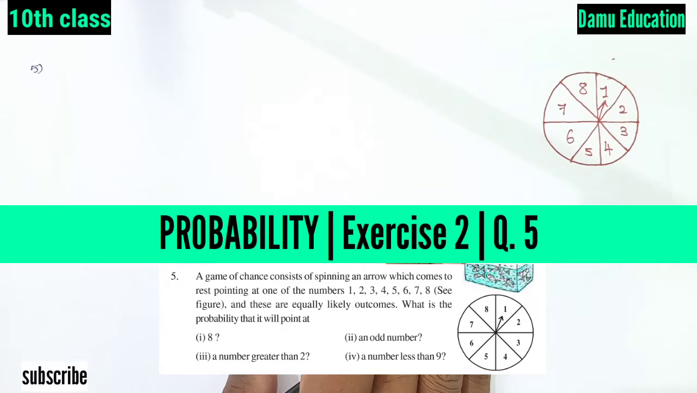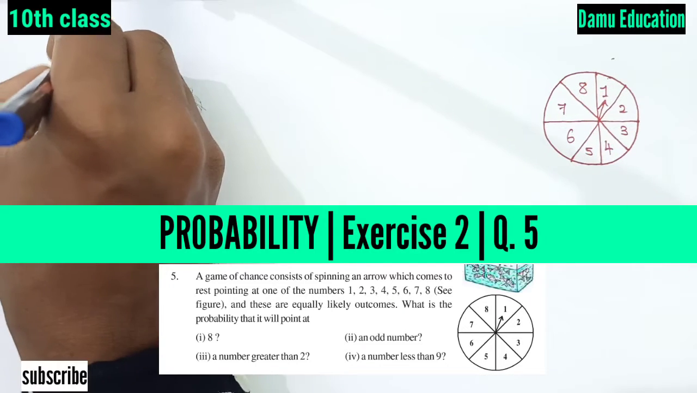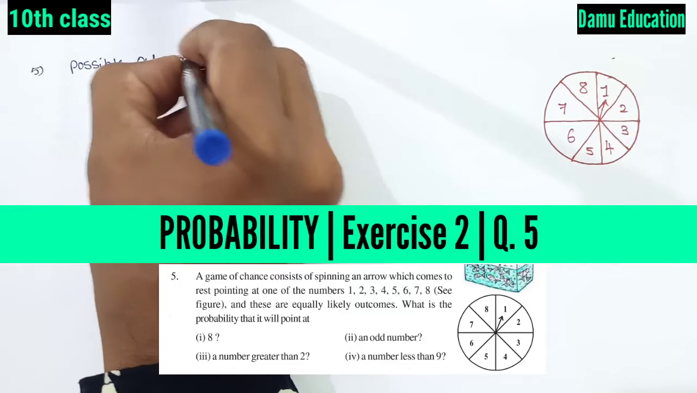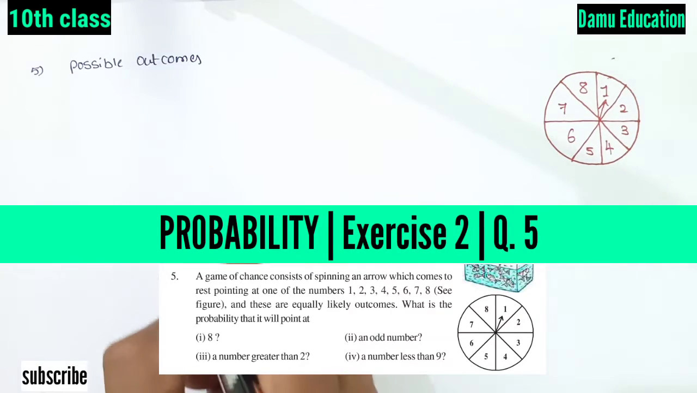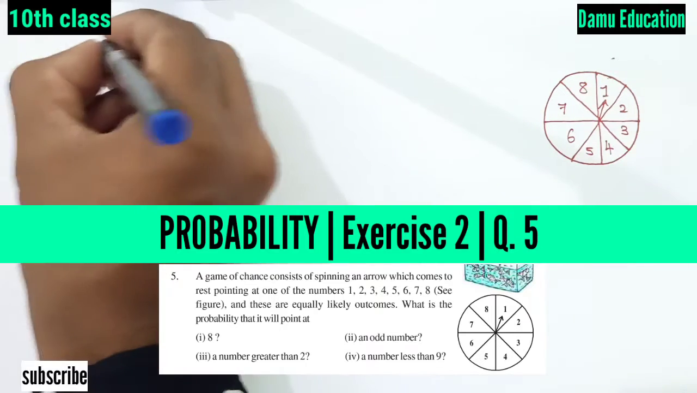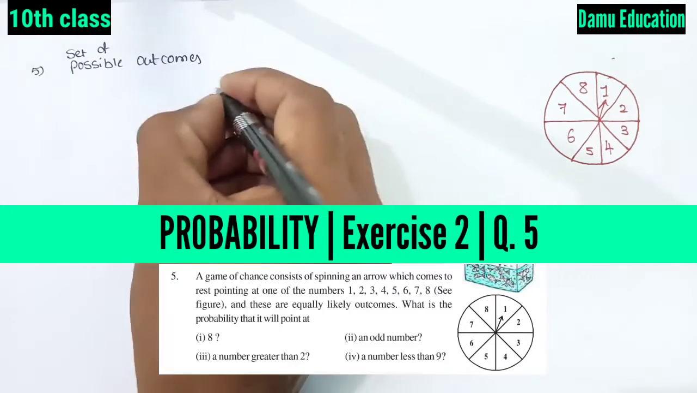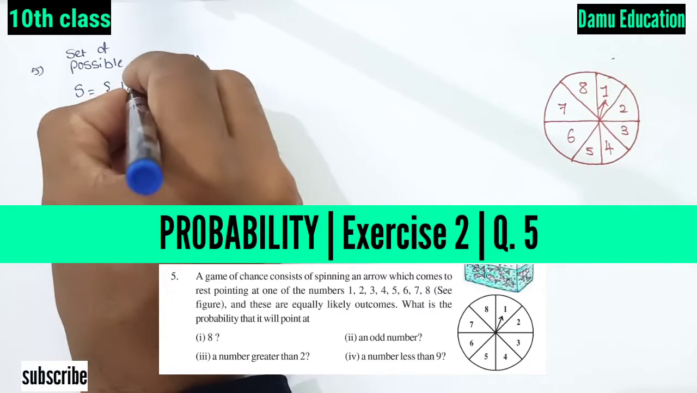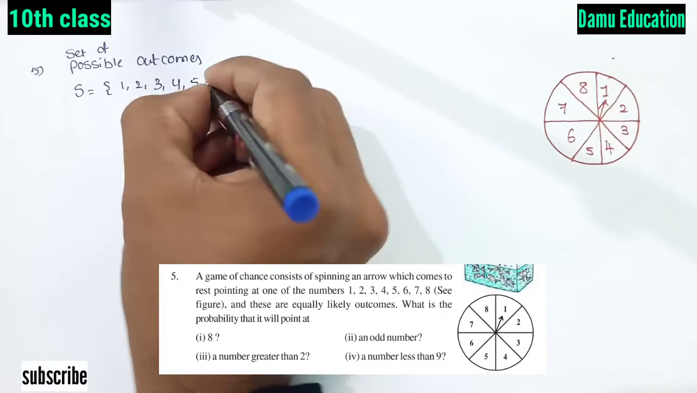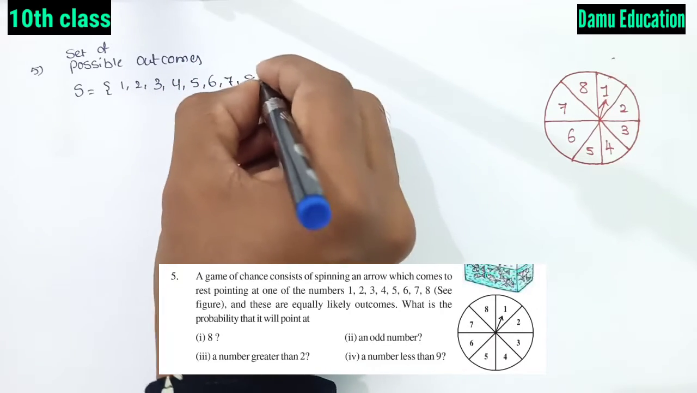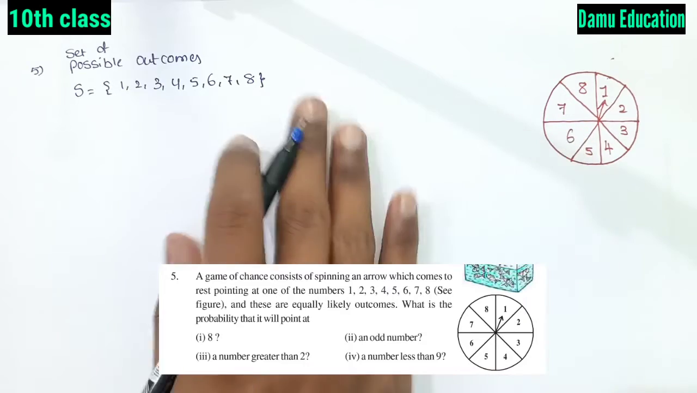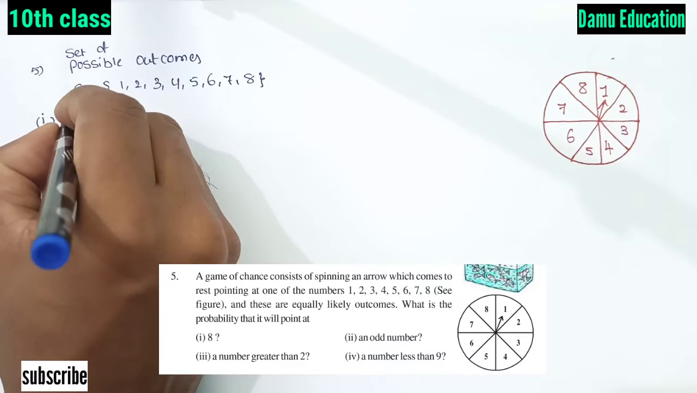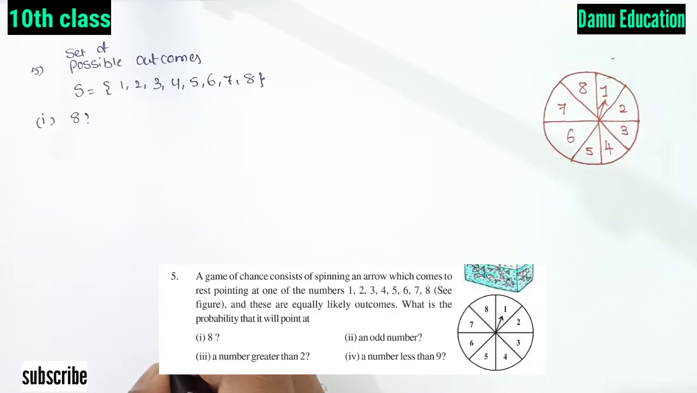So what is the sample space? What are the possible outcomes? Let's write. The set of possible outcomes is the sample space, capital S. So how many? 1, 2, 3, 4, 5, 6, 7, 8. 8 numbers are there. So that is the sample space. So what is our first one? 8. So what is the probability of getting 8?